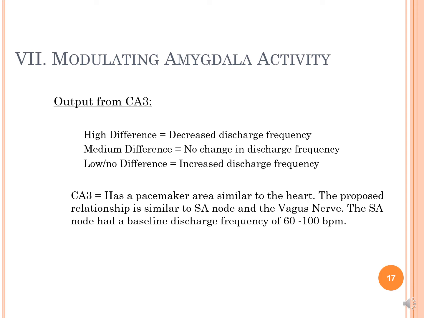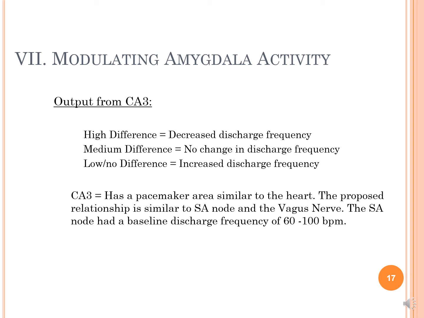The proposed relationship is similar to the SA node and the vagus nerve. The SA node has a baseline discharge frequency of 60 to 100 beats per minute. Again, I'm not sure what the baseline level is, and it's going to be set, as I mentioned, in the early part of a person's life. So it's going to be unique, probably, to the individual.